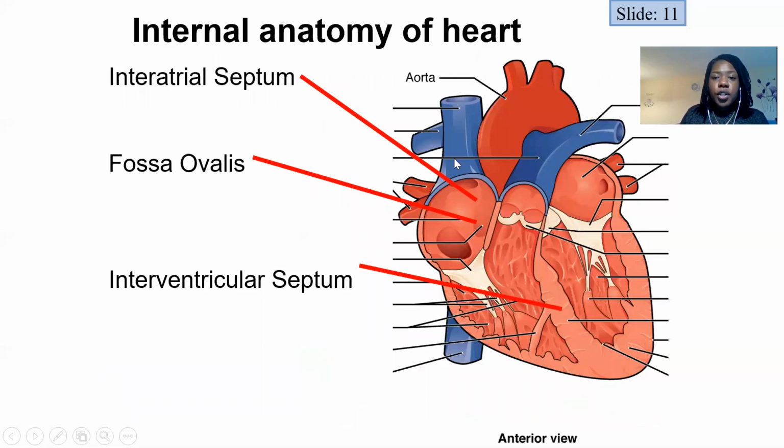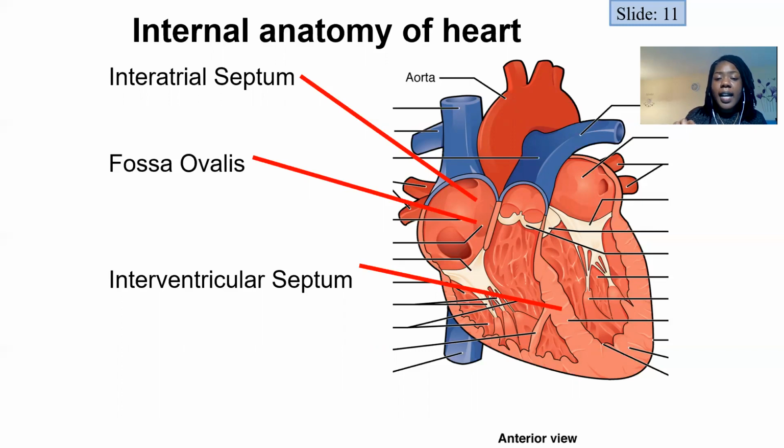In terms of some of the internal anatomy of the heart, let's talk about some of the structures and features that we can see here. We've got the interatrial septum. The interatrial septum is the wall that separates the right and left atria. There's an interesting feature, another fetal remnant, found in the interatrial septum of the heart: a structure called the fossa ovalis. The fossa can be felt as just a slight depression in the wall of the atria.